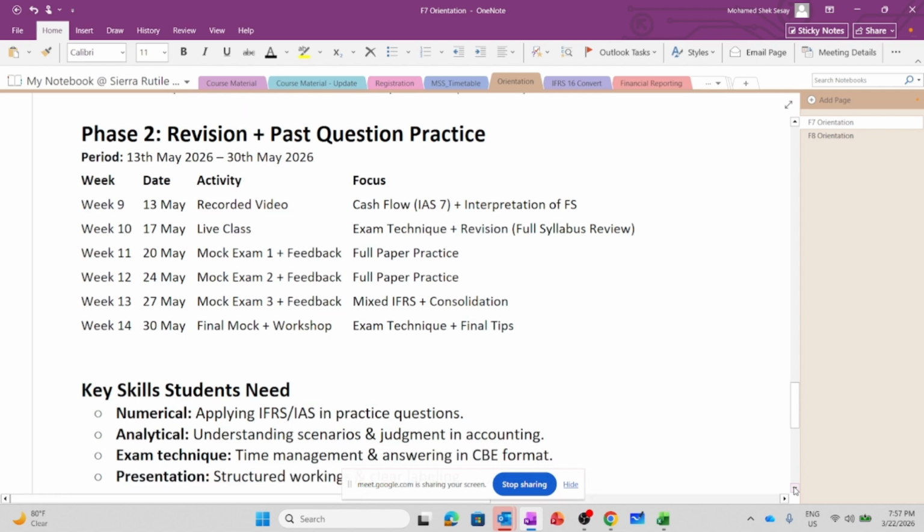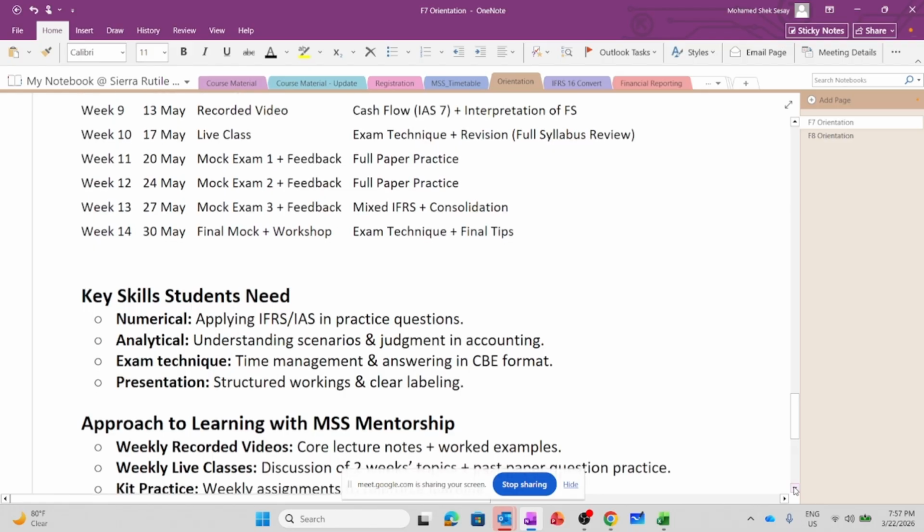So the key skills students need: you need to know your numerical, basically the application of IFRS and IASs in practice questions. So that's why we are going to focus on how best we can practice. We need to practice and solve all questions from the kits. The greater portion of the work you need to do yourself. I'm here to make the points clear for you and explain key concepts, then you need to do your practice to ensure that you understand the concept.